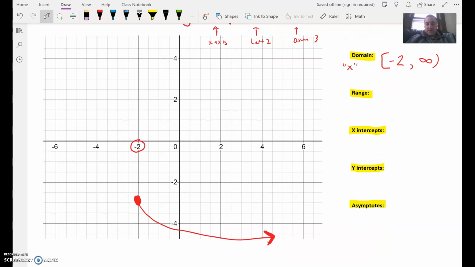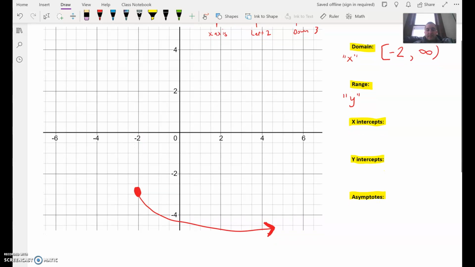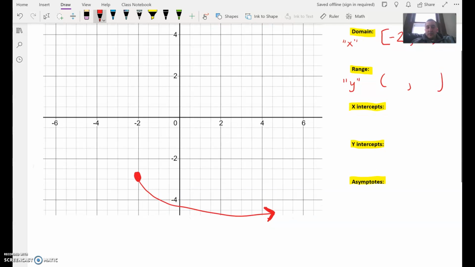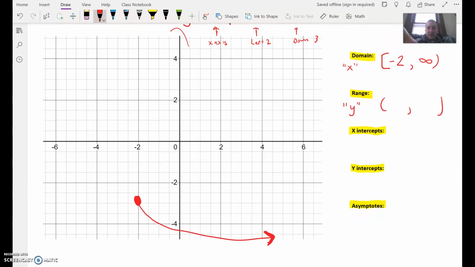The range. Domain is x, range is y. So we're looking for y values now. So you still do low to high. So we'll do low, comma, high. So the y-axis is up and down. Now we're looking at this.